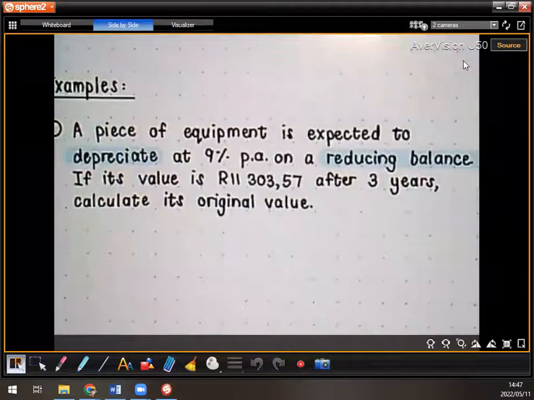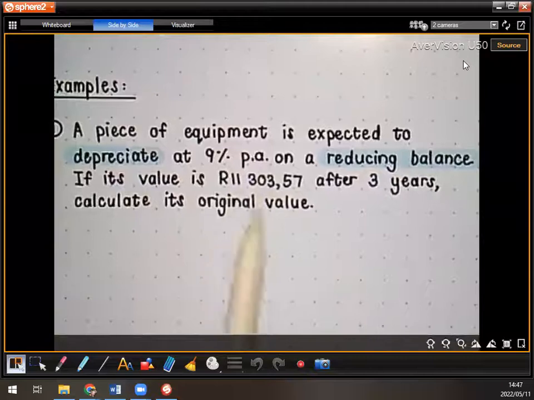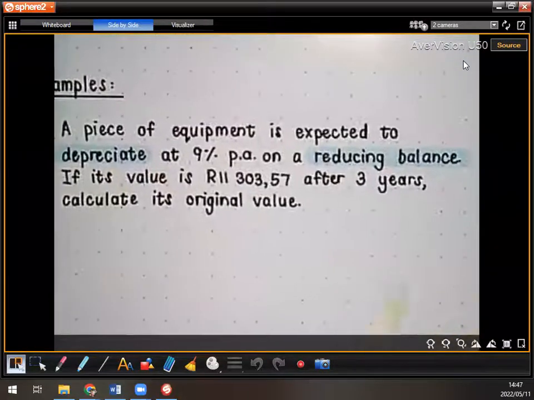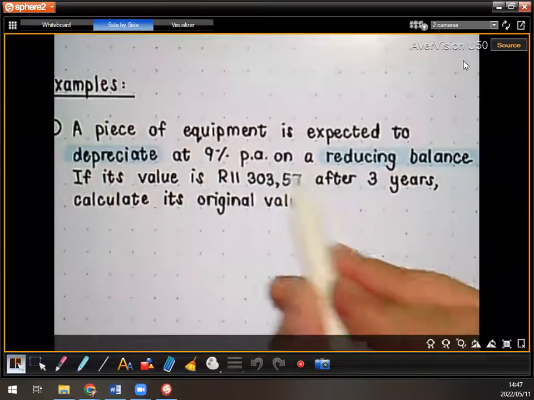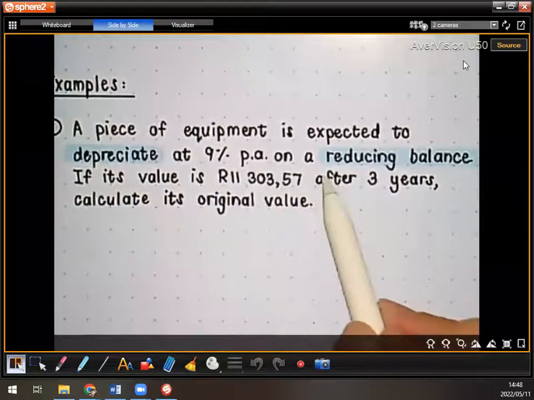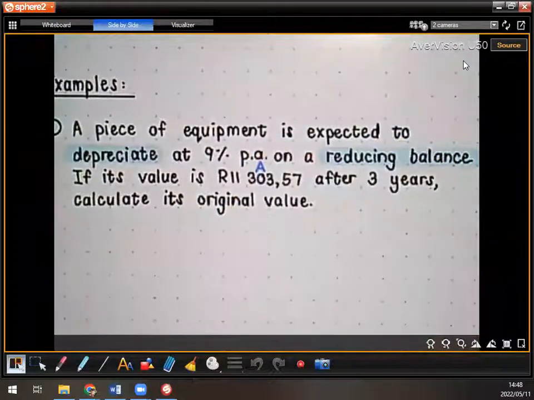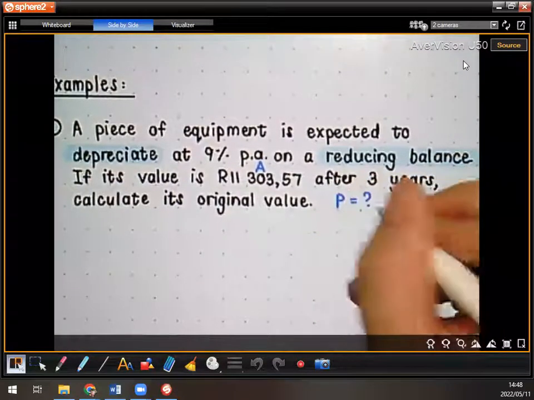We need to identify what they're actually asking us for here. We're saying calculate its original value, which represents the original value. To go back to our list, that's P, so we need to find P. This is not just a straightforward plug into the formula. They've actually given us the after value: the value is 11,300 after 3 years. So this is our A value. They want us to calculate P.